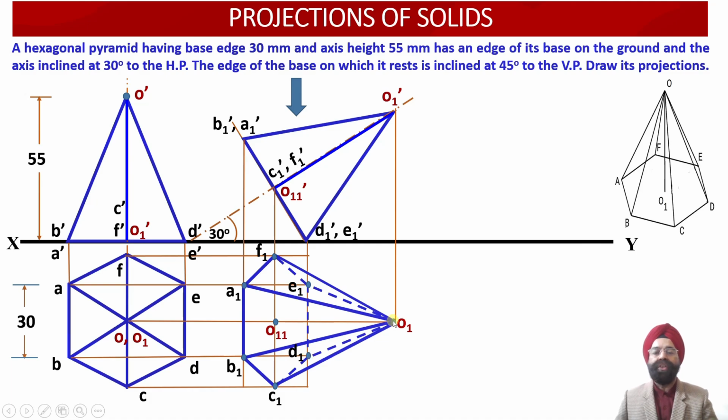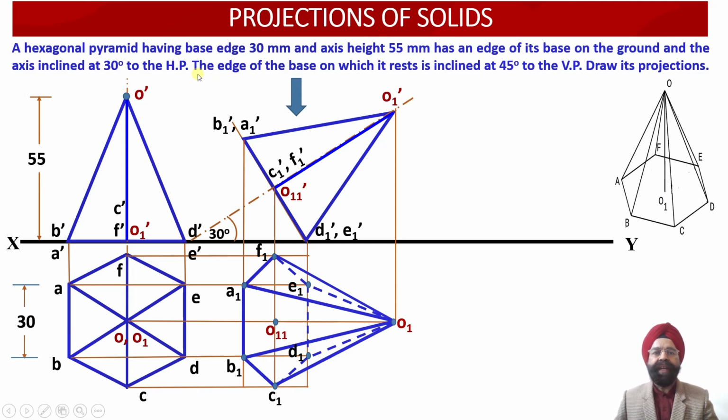So the O1 E1 slant edge has also been drawn dotted, and the O1 D1 slant edge has also been drawn dotted over here. This way we have been able to complete the top view projections corresponding to the inclined hexagonal pyramid, when the pyramid is resting on the ground on one of its base edges D1 dash E1 dash, and the axis of this pyramid is inclined at an angle of 30 degree with respect to the horizontal plane.